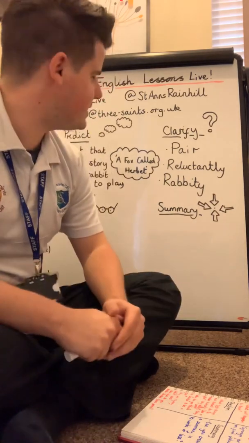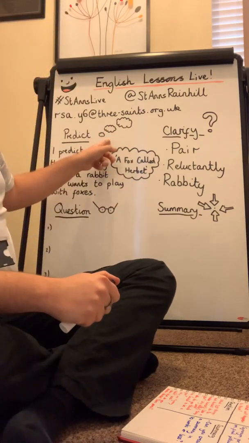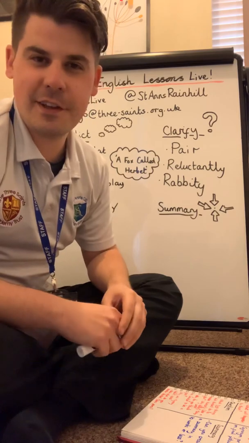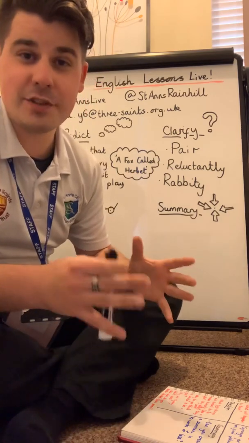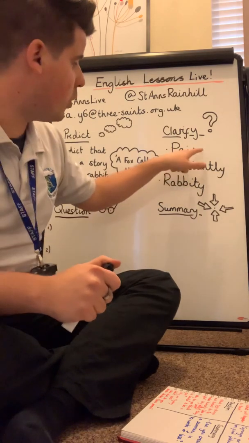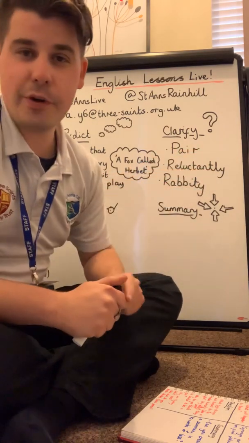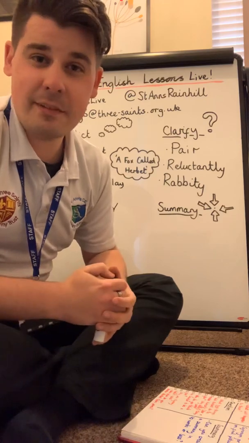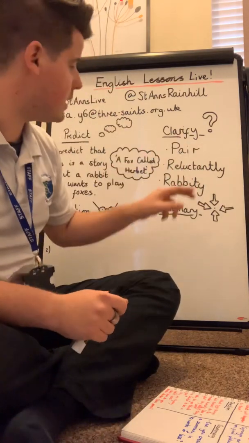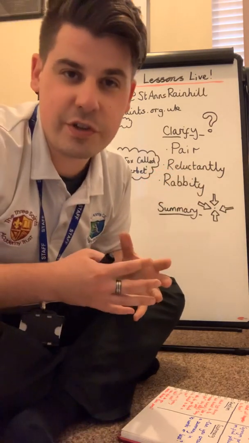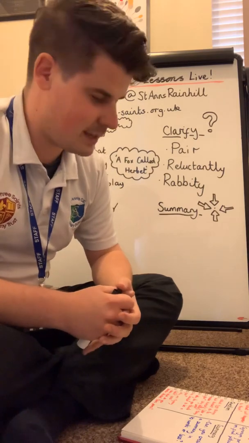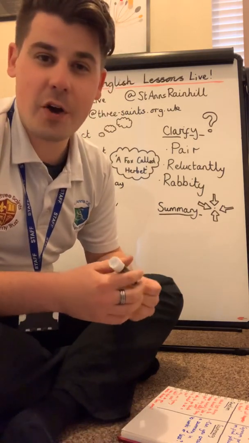So now we've read through the text, we've done our prediction, and we've clarified 3 tricky words from the text. Hopefully some of you might have your own prediction written down, and you might have what you thought some of those words meant. If you weren't right, it doesn't matter. Maybe you can correct them, as long as you remember for next time. Pair means to have 2 of something, reluctantly means you don't want to do something really, and rabbity means like a rabbit. Now we're going to move on to some of our questions.